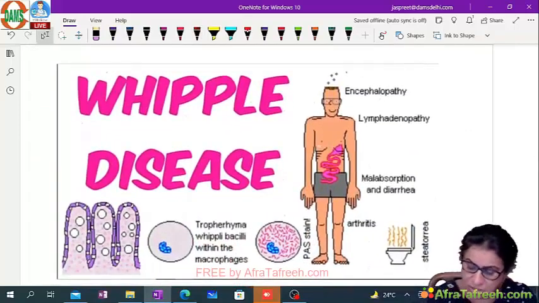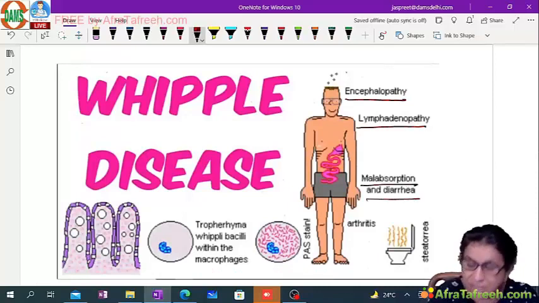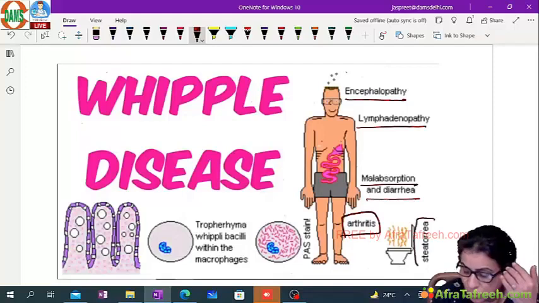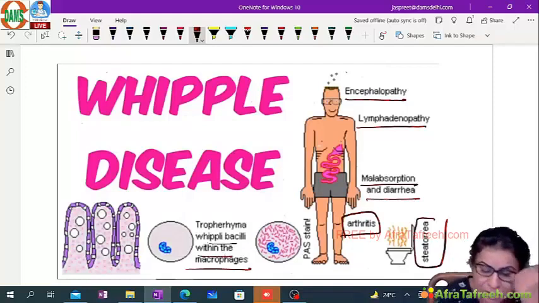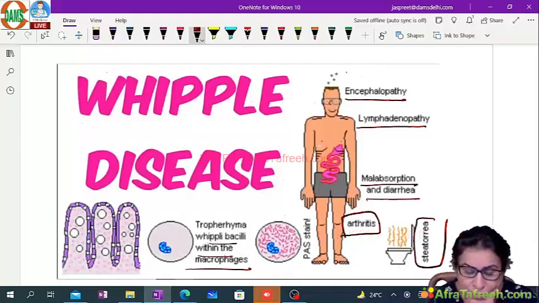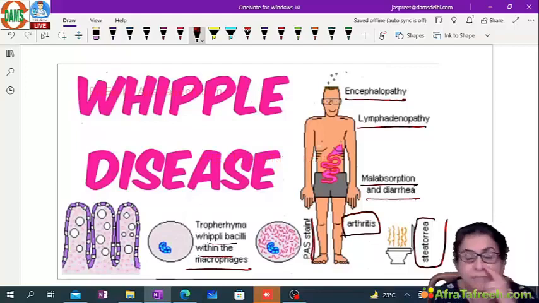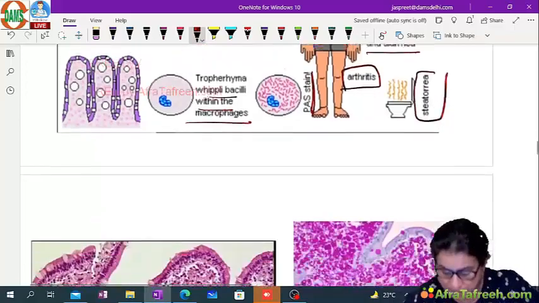It's a multisystem disorder where the bacteria can reach the brain causing encephalopathy, lymphadenopathy, malabsorption and diarrhea when the intestine is affected. Joint involvement can lead to arthritis. Stools show steatorrhea. Then these Tropheryma whipplei are found. Where do you find the bacteria? Yes, Abhay, absolutely correct. Pooja, Abhinav, all of you are right. So the Tropheryma whipplei are found within the macrophages, and the bacteria in the macrophages stain PAS positive. So this is Whipple's disease.